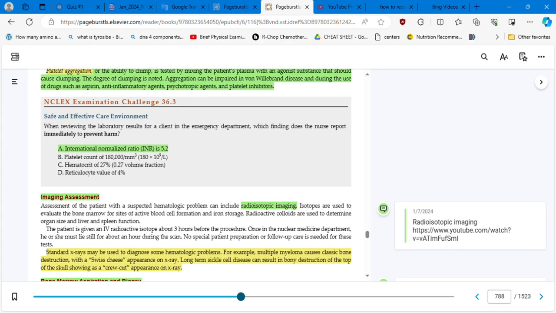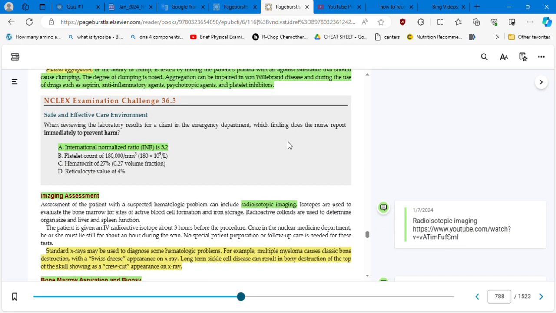Another question: when reviewing the laboratory results for a patient in the emergency department, which finding does the nurse report immediately to prevent harm? So we're going to report the 5.2 because INR should be between, depending, it could be 2 to 3, 1 to 2, depending on the condition of the patient, right?